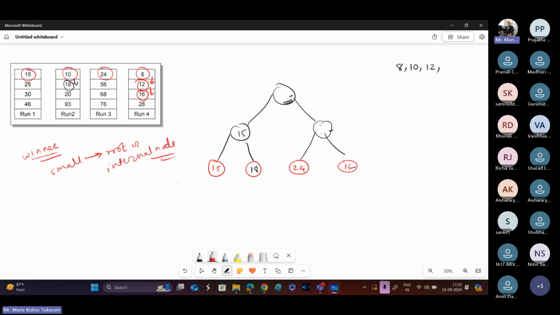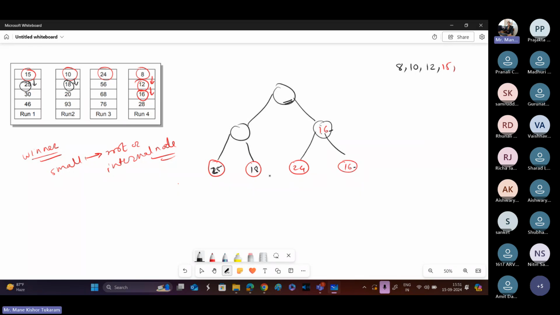So the smallest number from 24 and 16 is 16. The smallest number from 15 and 16 is 15. So my next number is 15. Okay, now 15 is out. The next number after 15 is 25, so I just replace this particular 15 with 25. While replacing, which node do we replace? The leaf node.